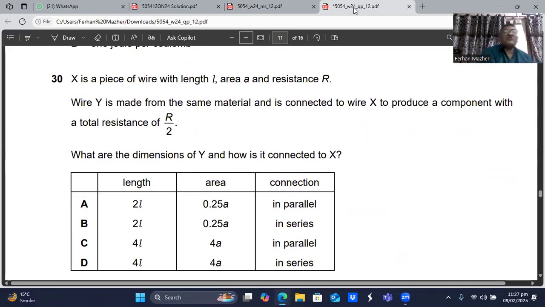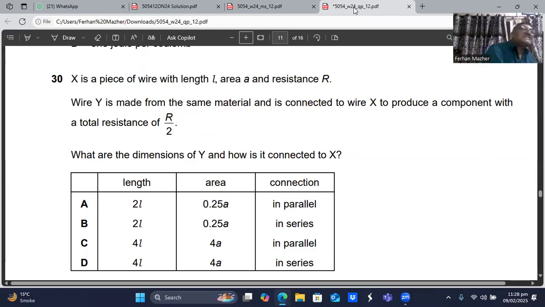Question number 30. X is a piece of wire with length L, area A, and resistance R. Wire Y is made from the same material and is connected to wire X to produce a component with a total resistance of R by 2. So now you have connected two wires and the resistance of the combination is less than the resistance of one of the individual wires. That happens only when you connect them in parallel.